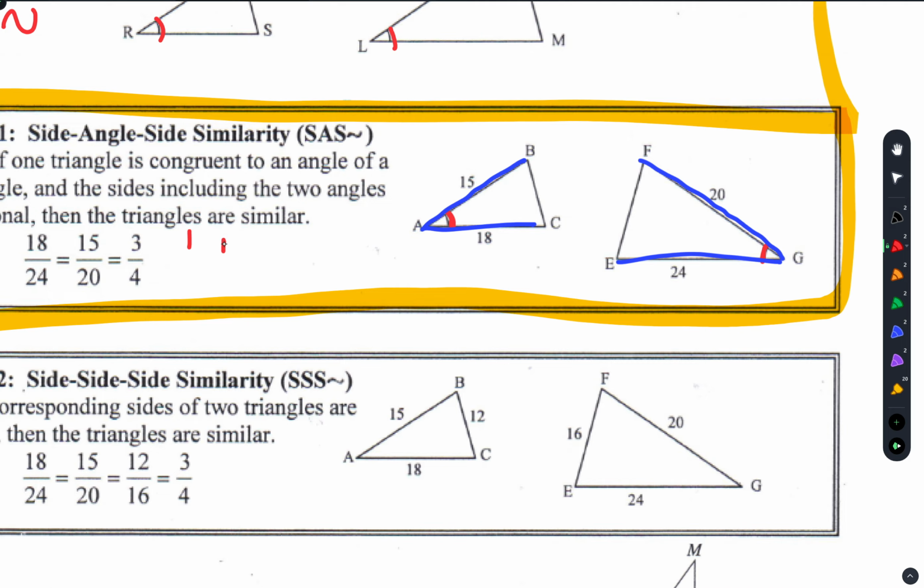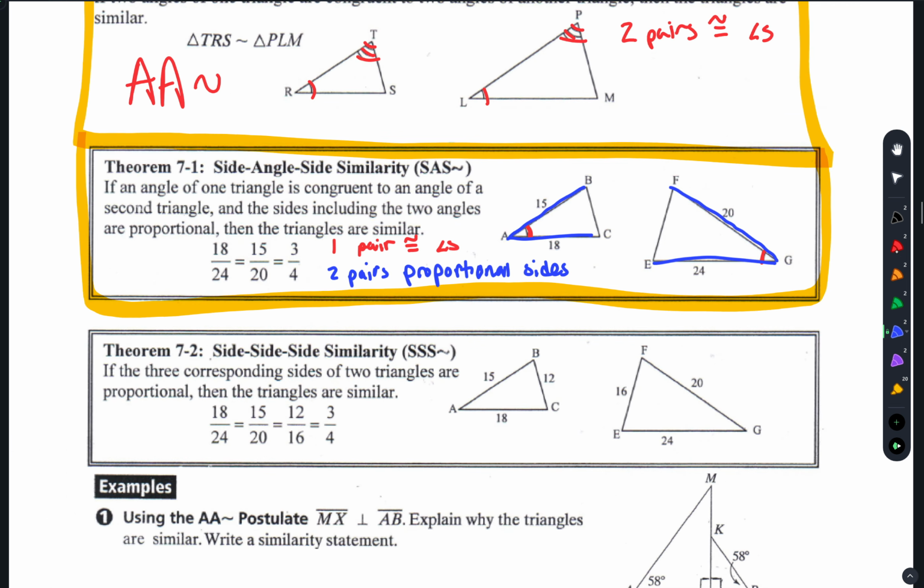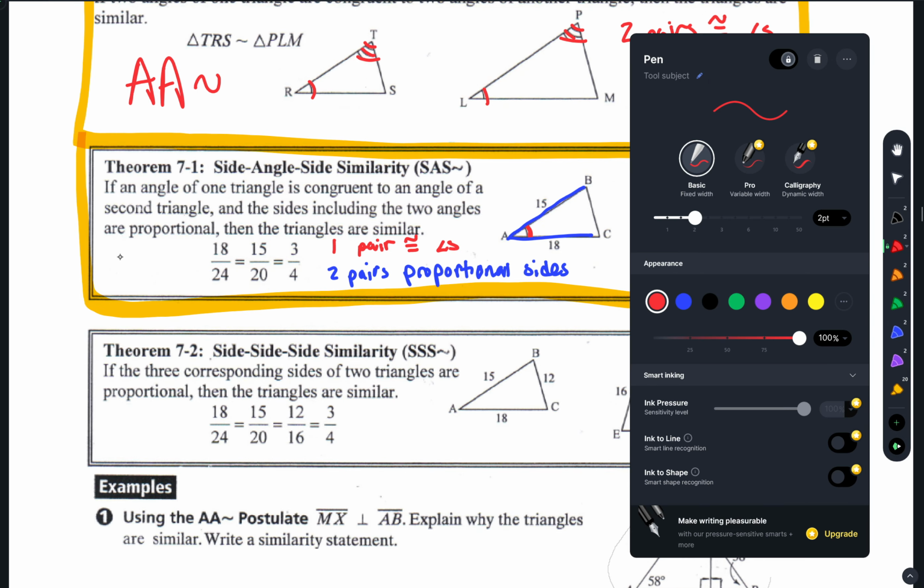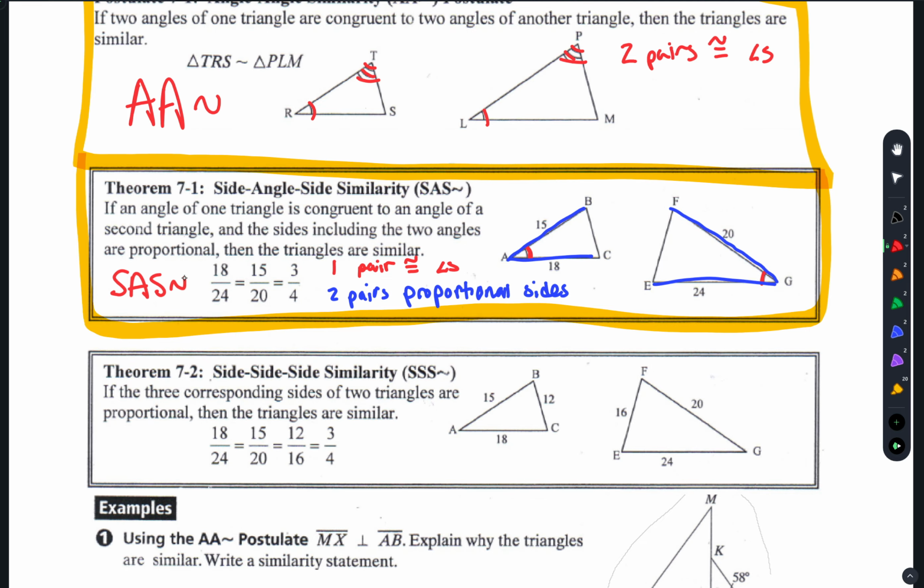Yes, we have one pair of congruent angles. The sides, however, are not congruent. That's the difference between similarity and congruence. We're not trying to say that the sides are congruent. They might not necessarily be, but we do have to prove that I have two pairs of proportional sides. And again, those sides are sandwiching in that angle in between them. Otherwise, it's not SAS. And we have SAS similarity.